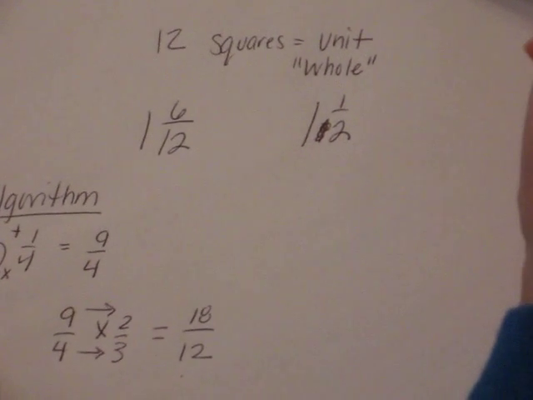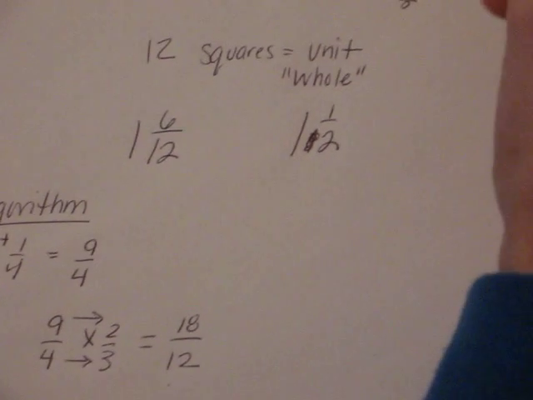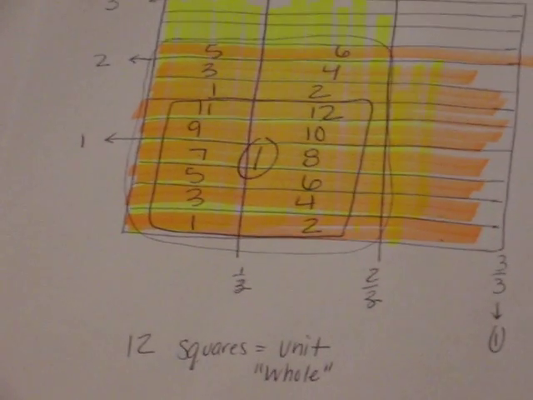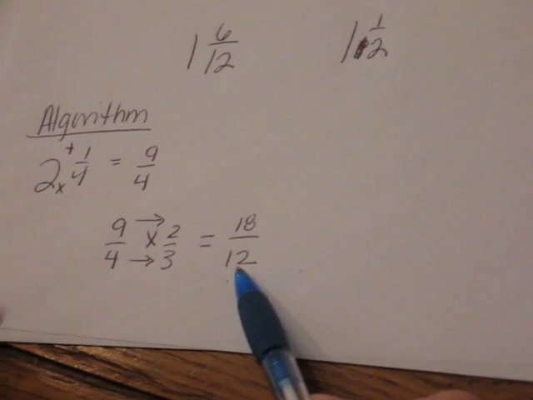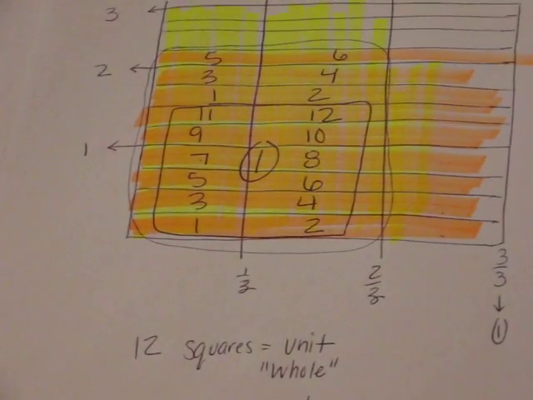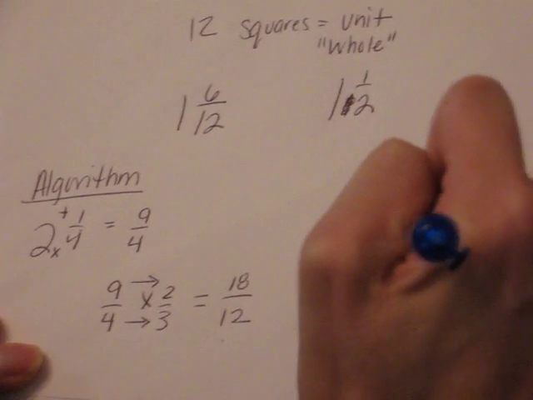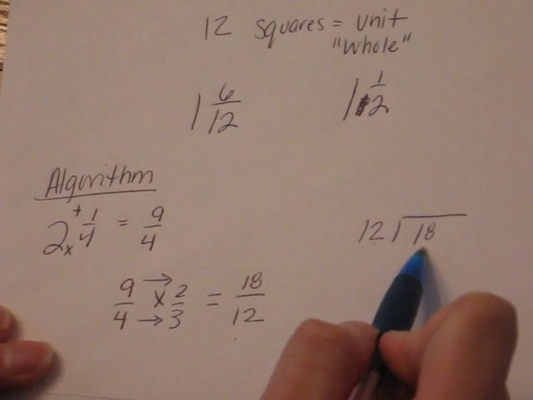I could have gone back up here to the model and counted all of these without focusing on 12 being the whole unit, and simply wrote that as 18/12 and got the same answer as the algorithm. But now students can simply see that that's not just 18/12, but that's 1 whole and 6 squares left over. To finish off the algorithm, students would also have to say 18 divided by 12. 12 being the divisor and 18 the dividend.